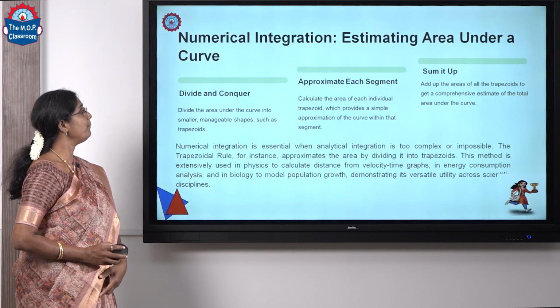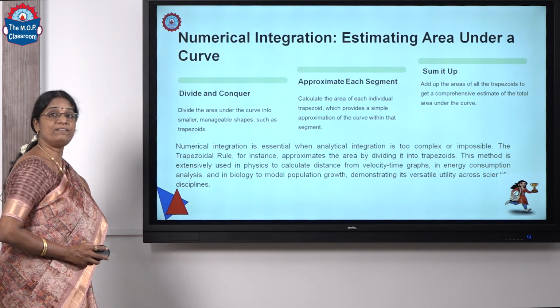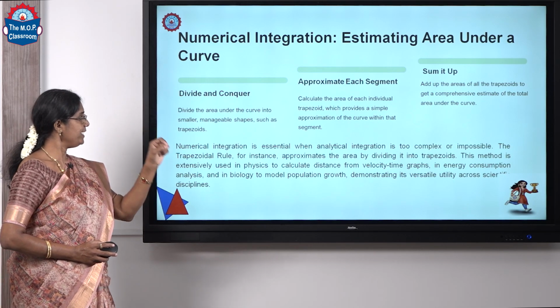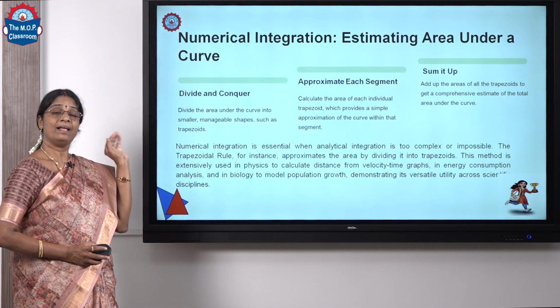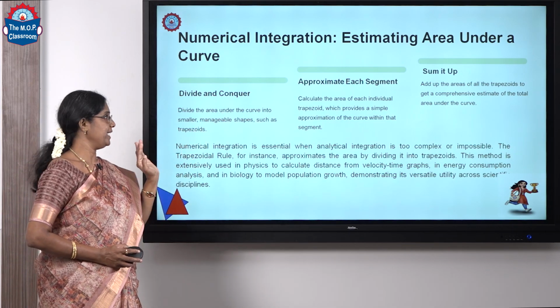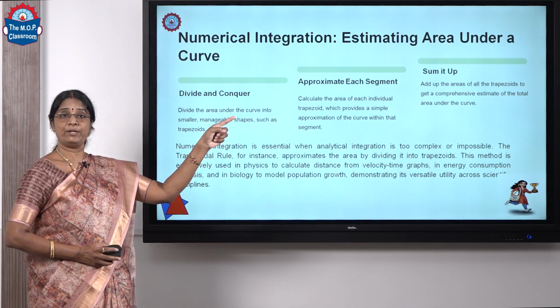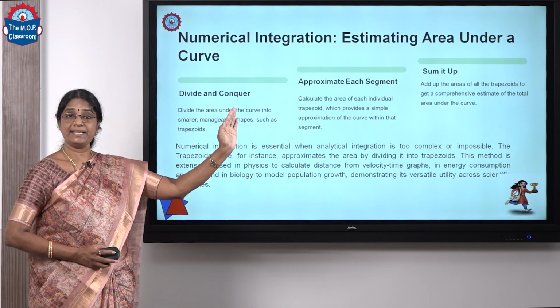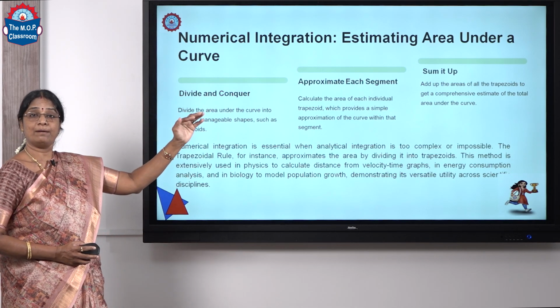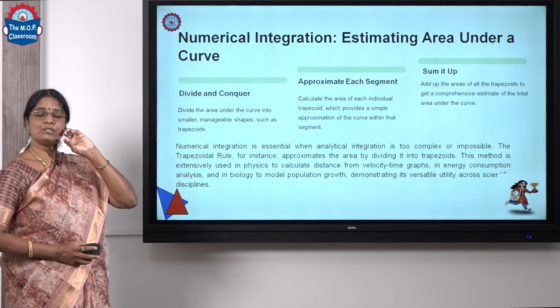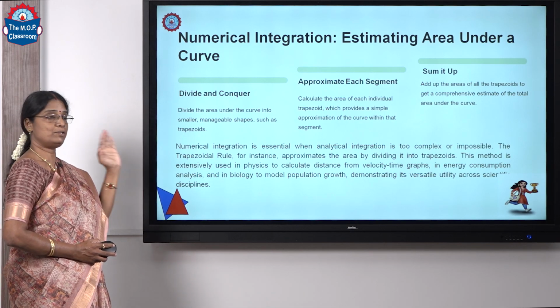The next one is approximating each segment. That is where we find the area for each and every individual trapezoid, and that will give you a simple approximation of that particular curve, and then consolidating will give you the total area of it. Then, as I said, it is going to be summed up. So the entire process is being given in terms of small steps. Actually, this has to be converted in terms of mathematical equations. Just to give a small gist about it, I have converted it in terms of conditions.